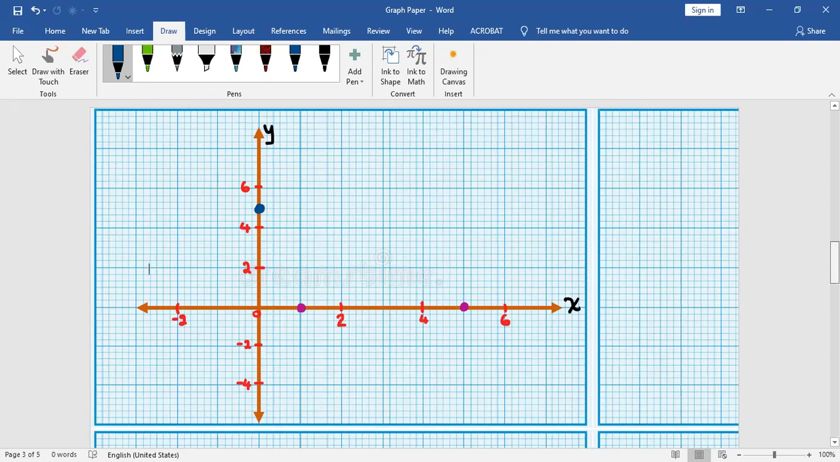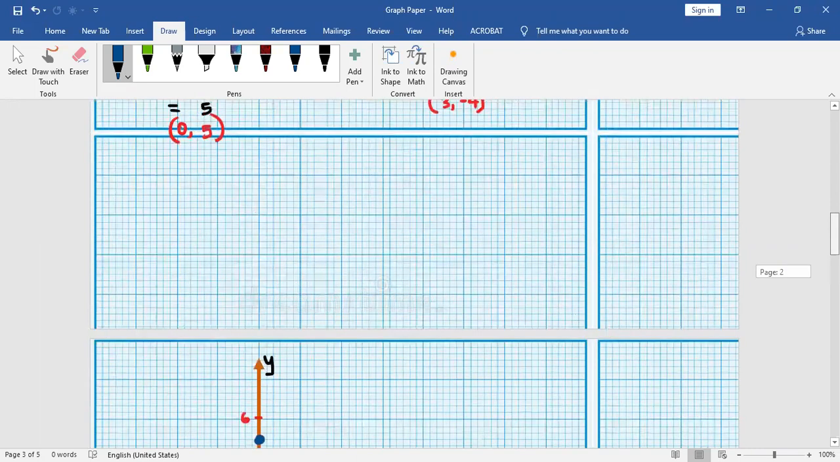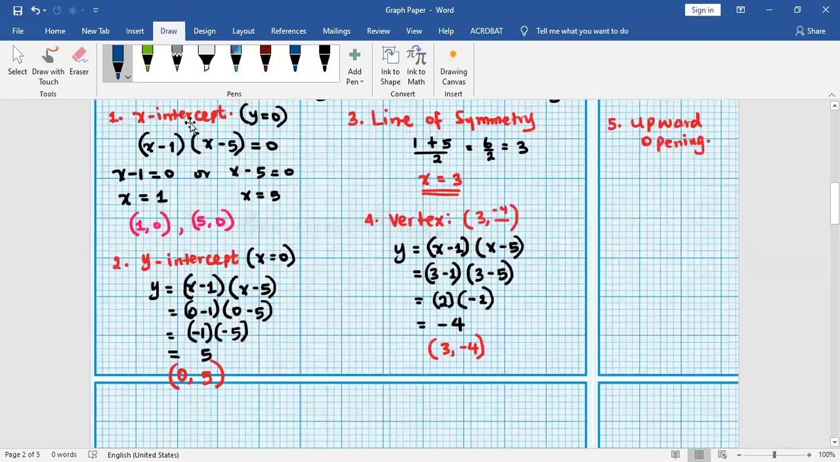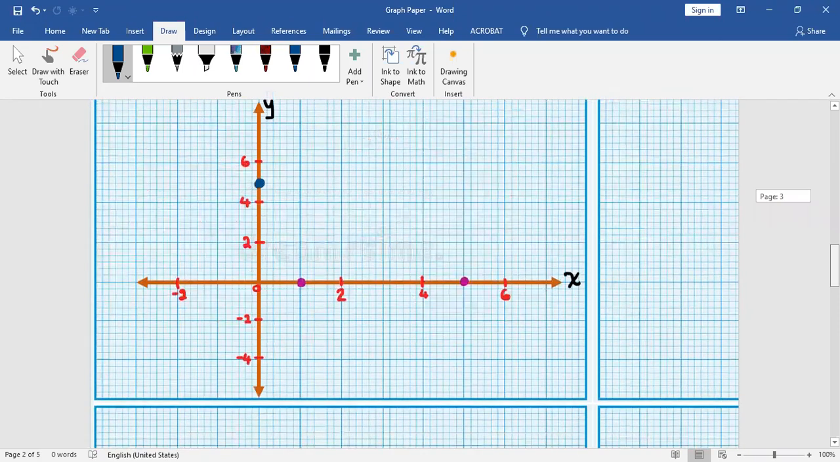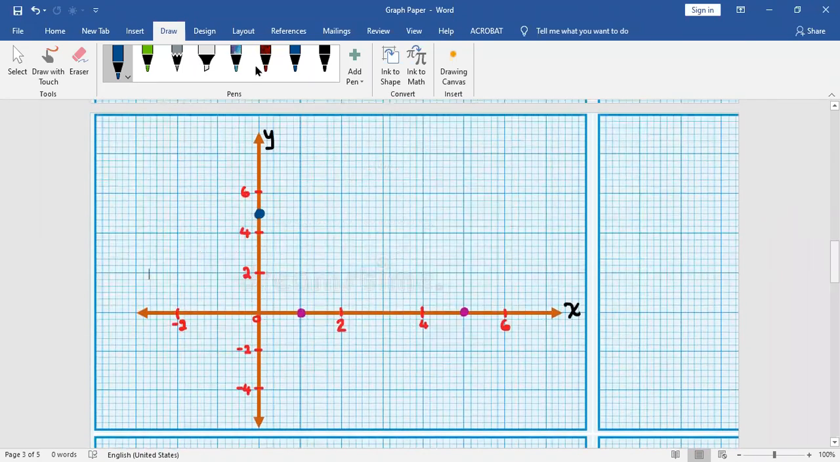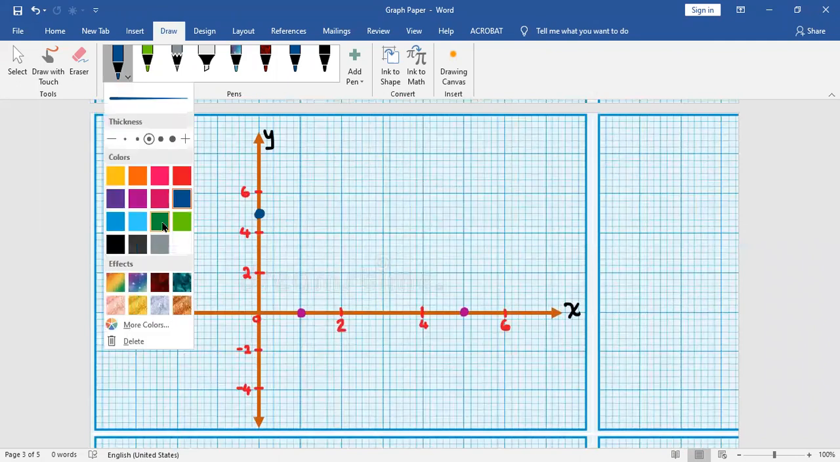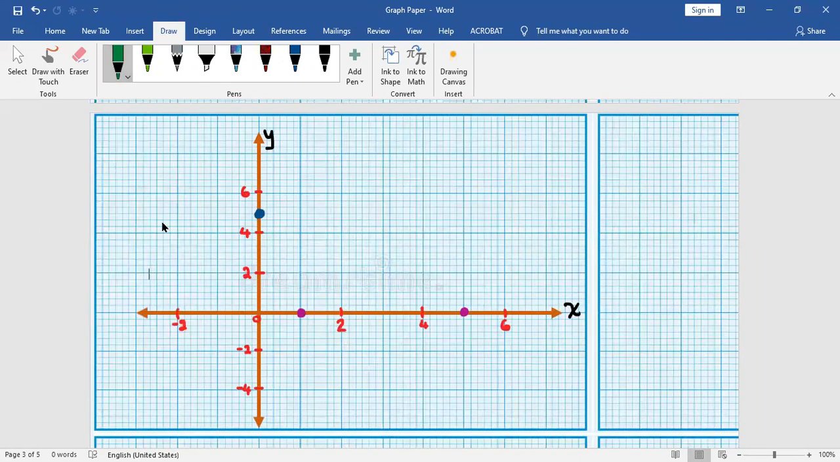One is finished, x-intercept; 2, y-intercept finished. Now 3, we look at the line of symmetry. The line of symmetry is at x equals 3. Let's look for x equals 3. Let me put this in green. 3 is between 2 and 4, so 3 will be here. So what I put in green is the line of symmetry.